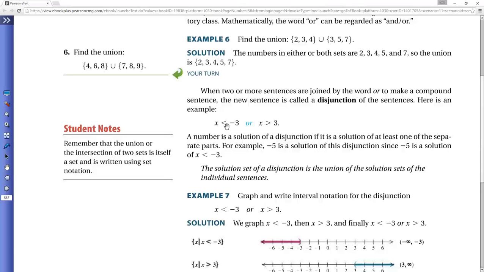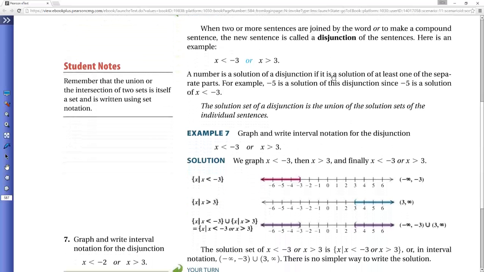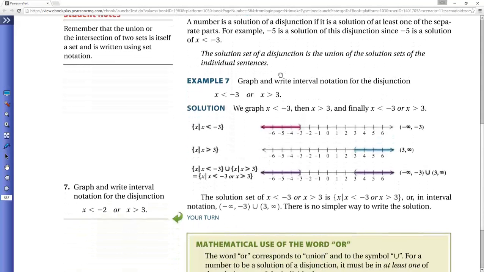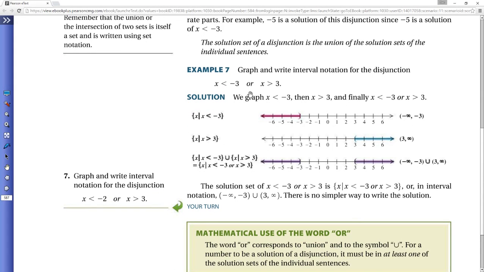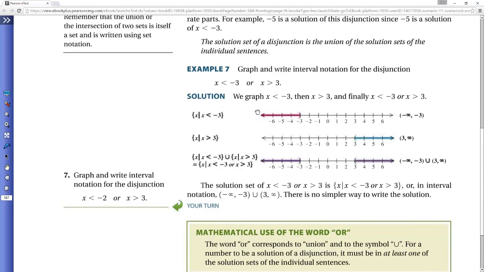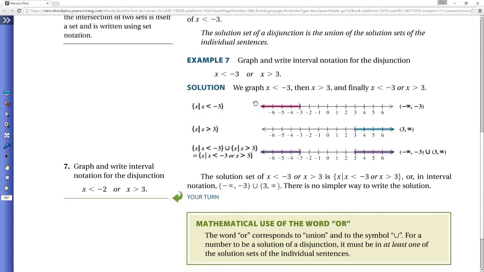So with an and statement, though, both of those conditions have to happen, right? So there's a big difference between and and or. These are called disjunctions of sentences, and those kinds of things. So let's look at disjunctions, and we need to probably look at this graphically too. In fact, I think this always needs to be graphically, even with the intersections.